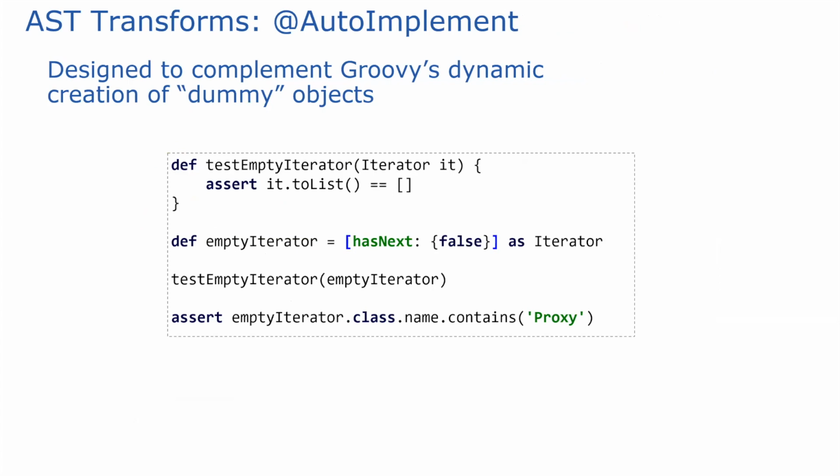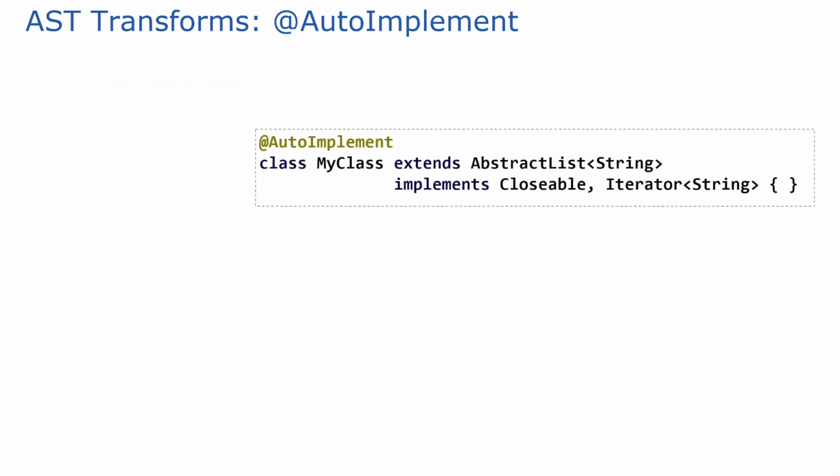There's auto implement. Groovy's had very, very powerful ways to create dummy objects for tests. You could, for instance, create a map which has a closure returning false as the value associated with the key hasNext. And just by going as Iterator, that becomes a dummy iterator object that I could put into a test class to find out what happens if I'm ever given an empty iterator. How is my code going to behave? That's a very dynamic way of building a dummy object without having to write a whole class. You can now do that with auto implement.